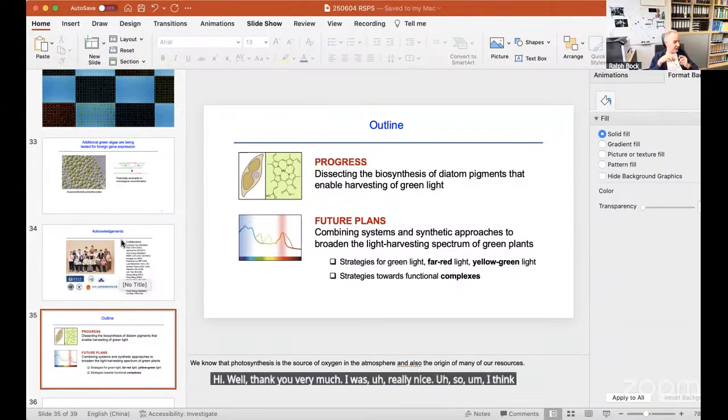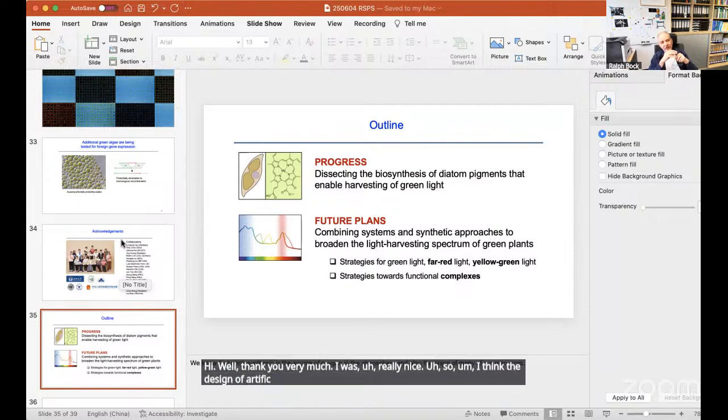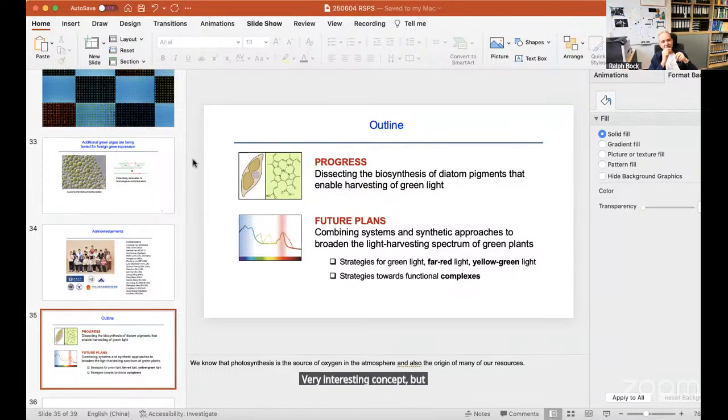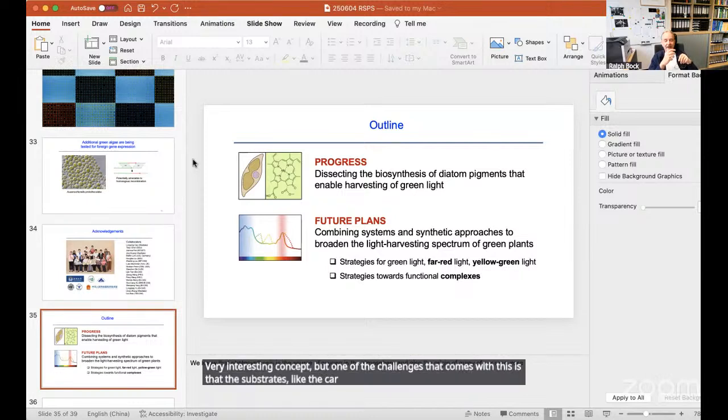I think the design of artificial pigments is a very interesting concept, but one of the challenges that comes with this is that the substrates, like the carotenoids, are highly hydrophobic molecules. So this is not easily amenable to in vitro evolution approaches to generate the required enzymes. So what would be the strategies? How do you want to go about evolving the suitable enzymes to make these new chemistries?